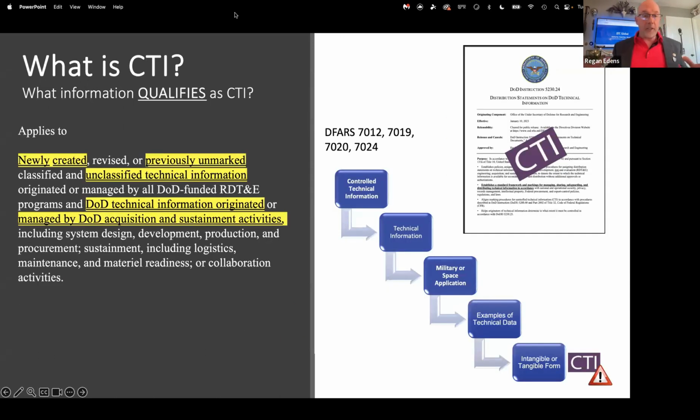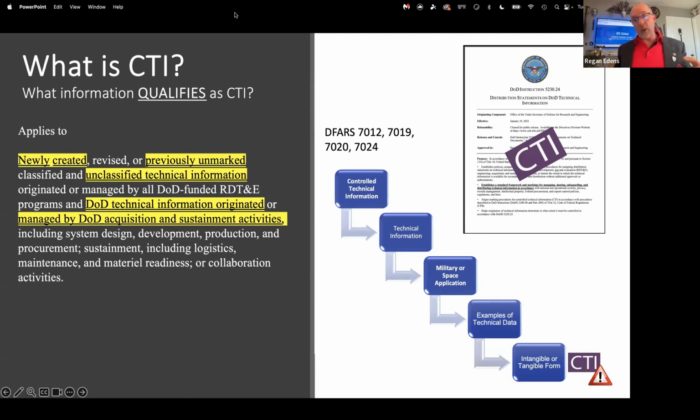So let's look at this relationship. A picture's worth 1,000 words, right? So this information is newly created, revised, previously marked, classified, and unclassified technical information for RDT&E programs, research, development, test, and evaluation programs, and DoD technical information originated or managed by DoD acquisition and sustainment activities. That means contracting. Okay, that means the DFARS 252.204-7019, 7020, 7021, and 7024 clauses.